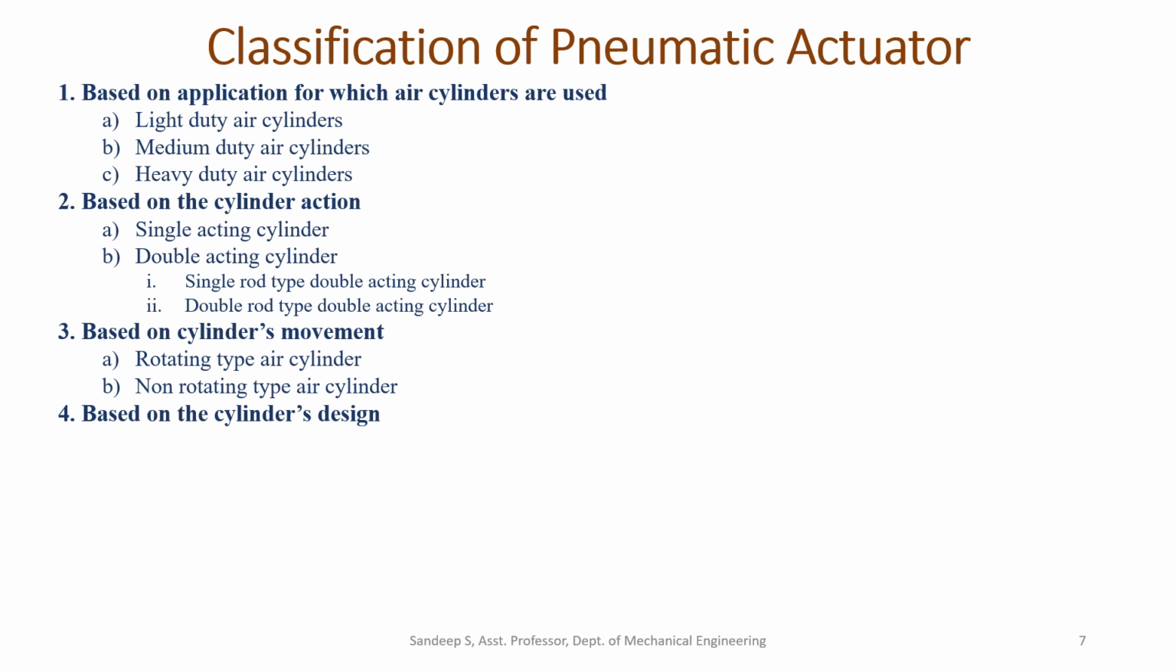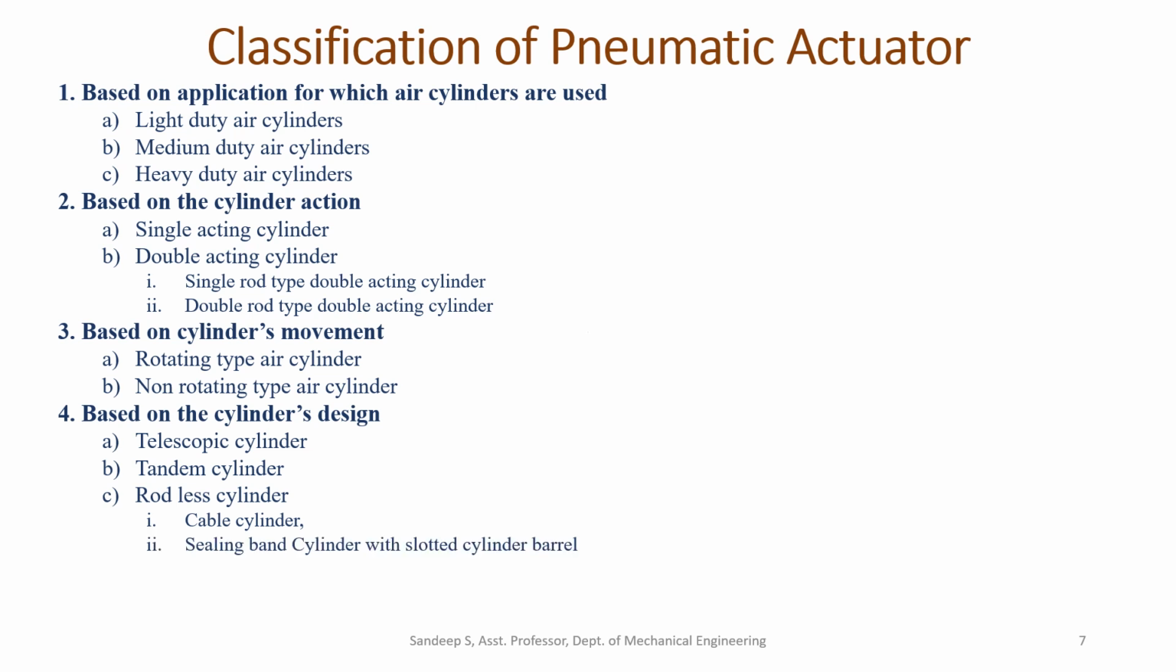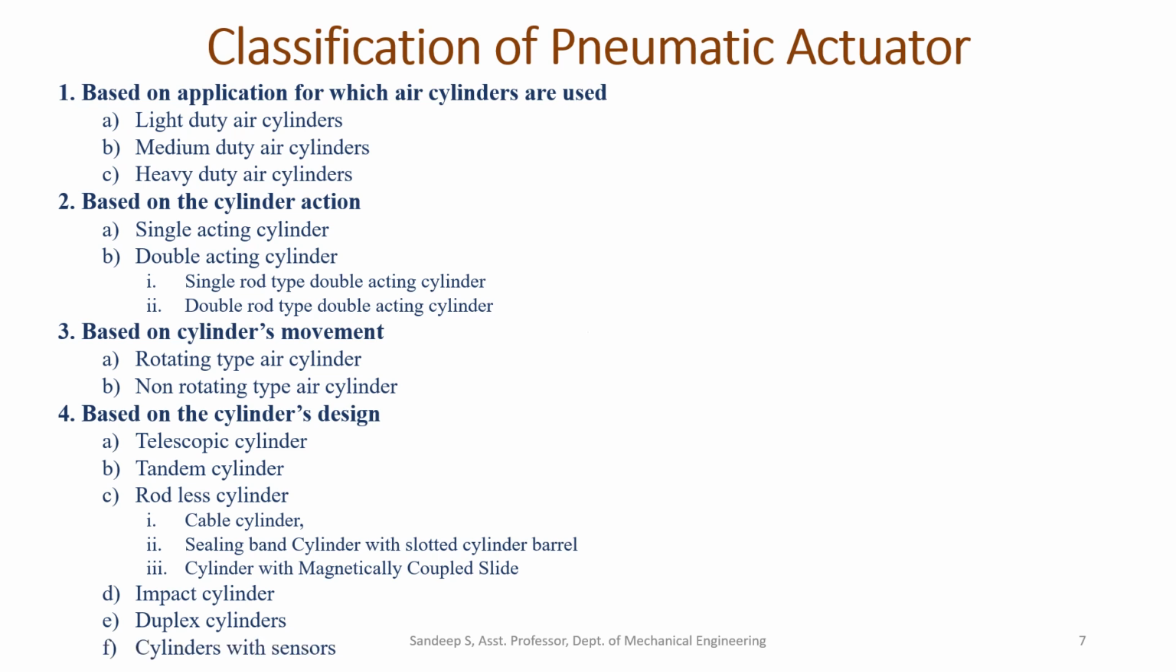Based on the cylinder design, telescopic cylinder, tandem cylinder, rodless cylinder without rod. When it's a rodless cylinder, there again we classify as a cable cylinder, sealing band cylinder with a slotted cylinder barrel, and cylinder with magnetically coupled slides. These three are the rodless cylinders. Then impact cylinder for impact load, then a duplex cylinder, then cylinder with the sensor. This one is the last one, cylinder with the sensors. Like this we have the classifications.